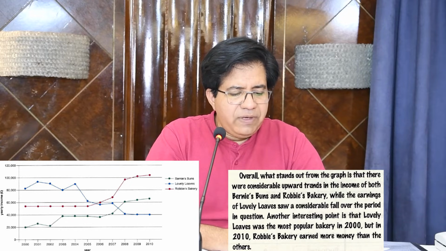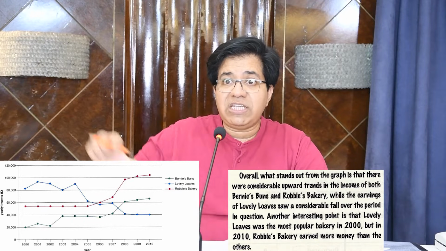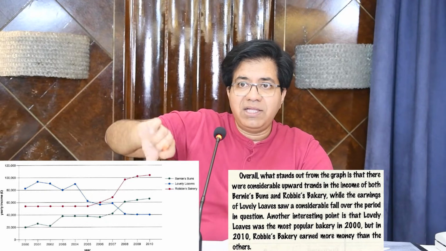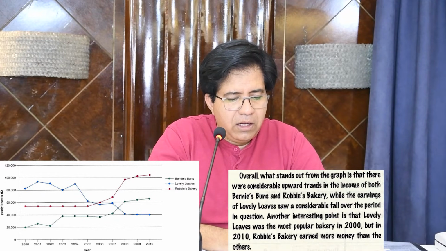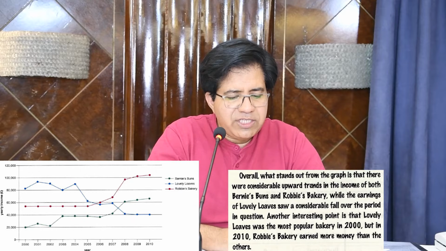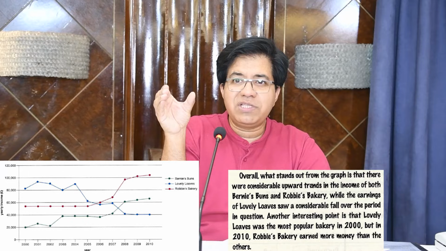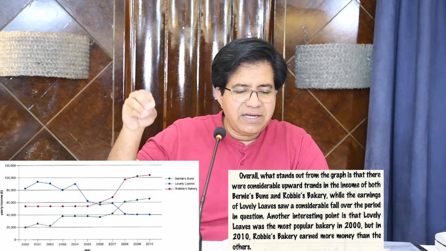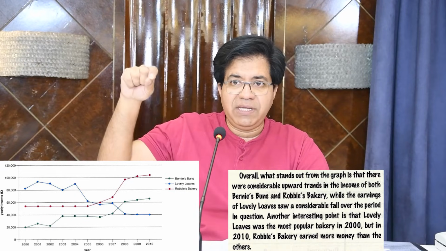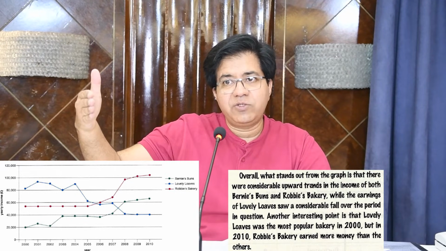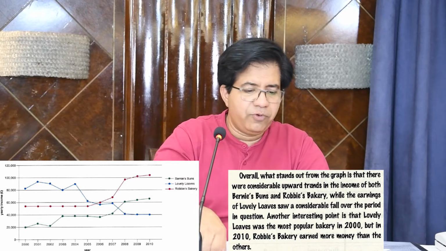While the earnings of Lovely Loaves saw a considerable fall, you need to use such type of words. Considerable fall means too much low income, right? Considerable fall over the period in question. Now, instead of using 10 years, we use the words over the period in question. Period in question means the period we are talking about, 2000 to 2010. So you don't need to repeat from 2000 to 2010 again and again, a second, third, fourth time.